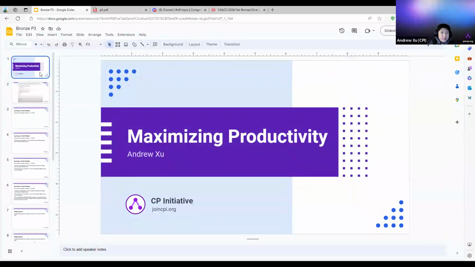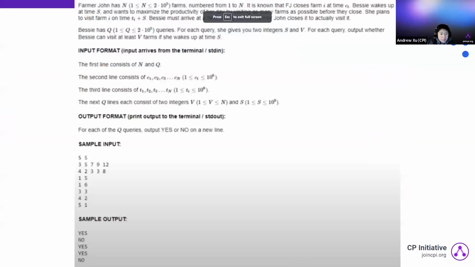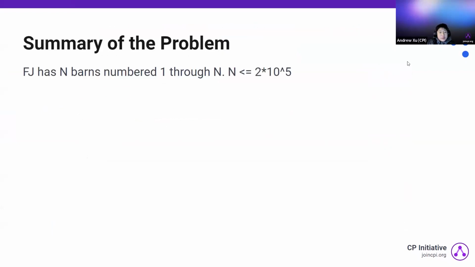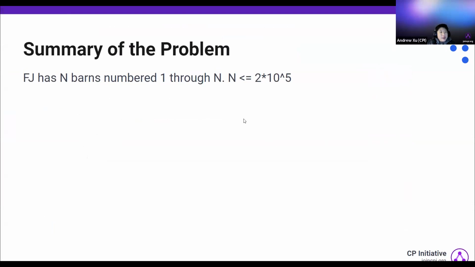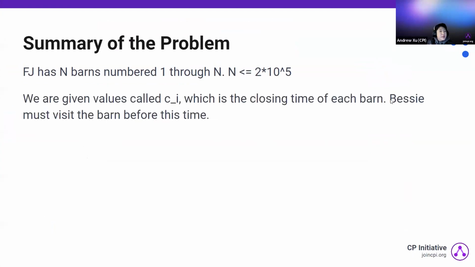Problem, maximizing productivity. So this is the problem if you want to be reminded of it. And since you guys probably already read it, I'm just going to give a quick summary. Farmer John has n barns numbered 1 through n, and n is less than or equal to 2 times 10 to the fifth.